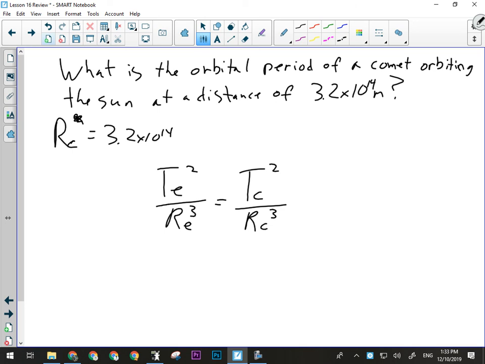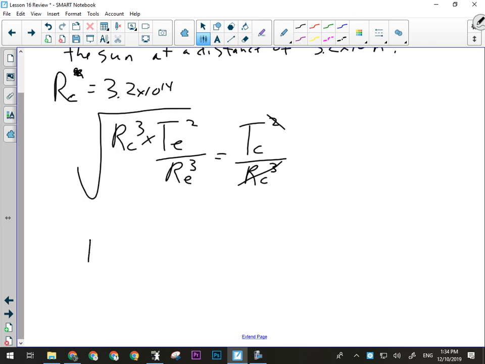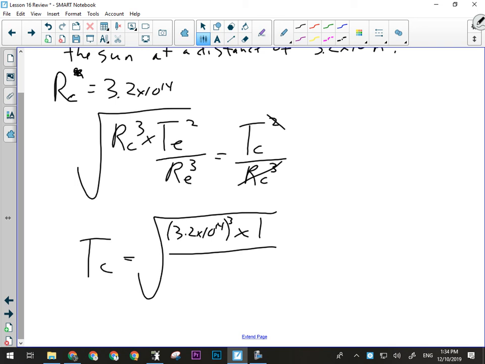All right, I'm trying to find the period of the comet, so I'm solving for TC. I'm going to move RC cubed over here, and then I'm going to square root all of this. Okay, so the period of the comet will be the square root of 3.2 times 10 to the 14 cubed times 1, period of the Earth in years, divided by the radius of the Earth's orbit, but I have to match it. It's got to be in meters, so 1.5 times 10 to the 11 cubed.